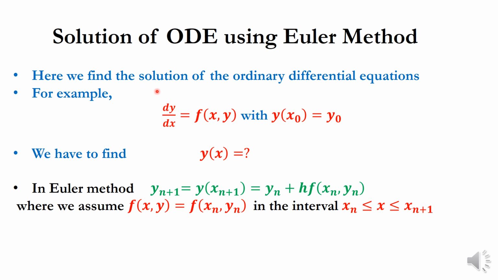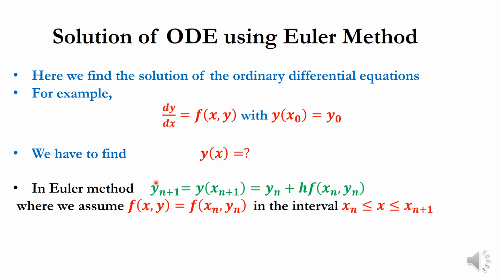For example, dy by dx equal to f of x y be the differential equation with the initial conditions y of x naught is equal to y naught. Then we have to find y of x. So this y is the solution.